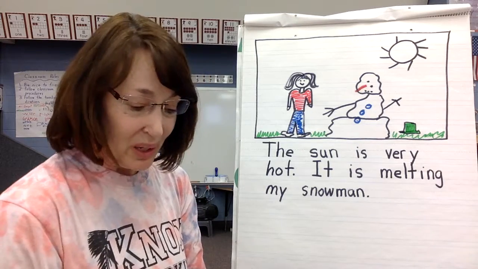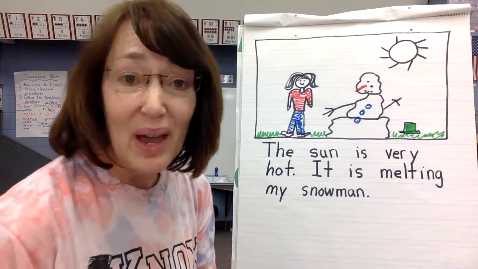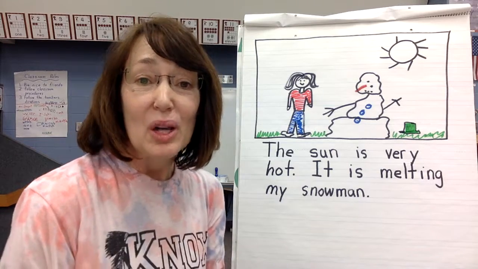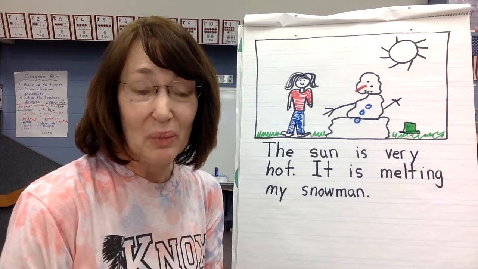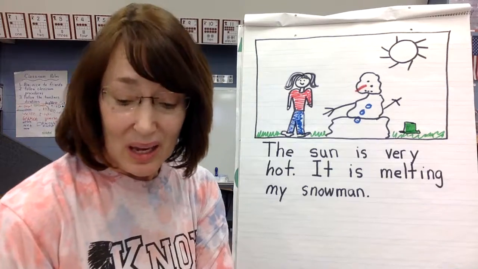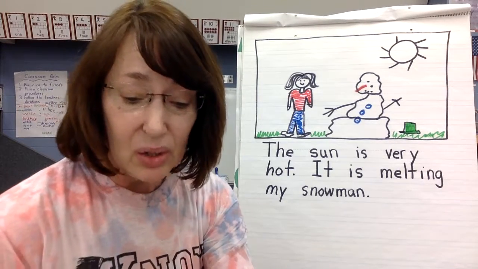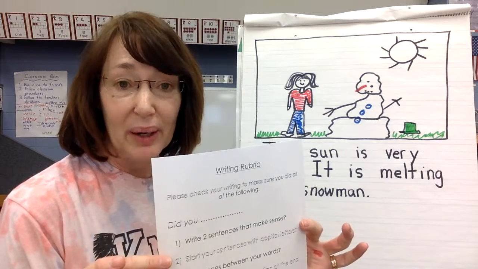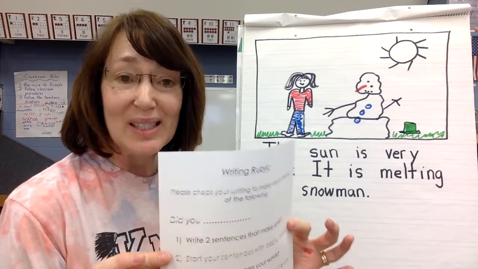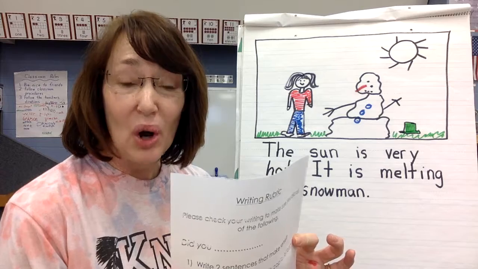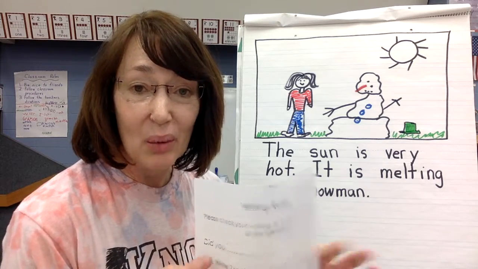All right, the next thing we need to do to make sure that we have everything we need, and that our drawing is really wonderful, is we have to check it. On Canvas, there is also a file that says writing rubric. The rubric is just things that we need to have in our drawing. So let's go ahead and check it to see how we're doing.